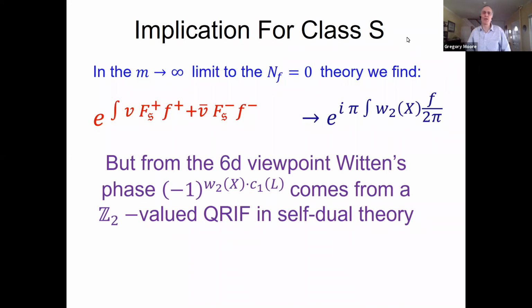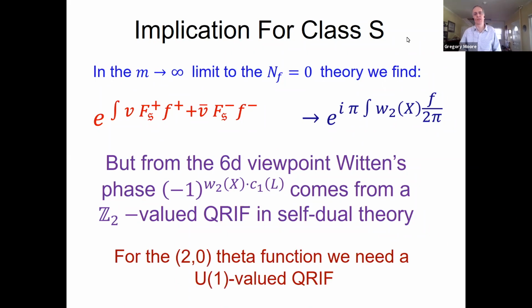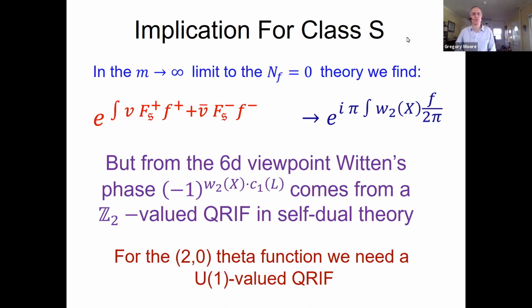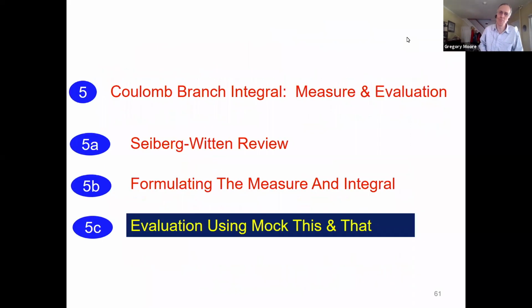From the six-dimensional point of view, it comes from a Z2-valued quadratic refinement of the intersection form that's used in defining the self-dual 2-form in six dimensions. But we see here that in the N=2* case, which of course should also come from six dimensions, we're getting something that's actually C*-valued. So that means that for the (2,0) theory, I suspect that the correct quadratic refinement of the intersection form should involve a U(1)-valued quadratic refinement.